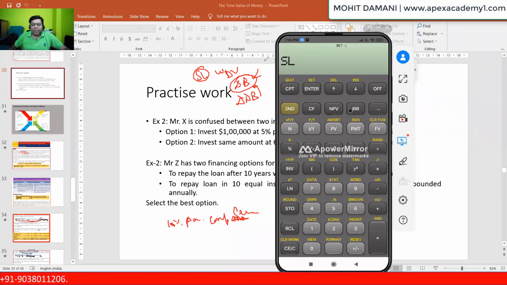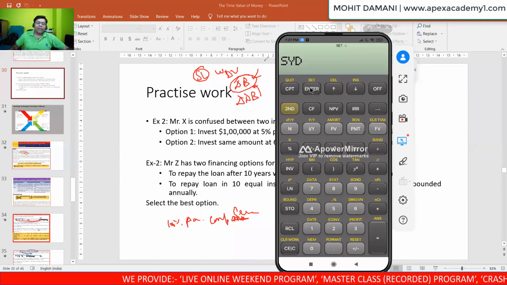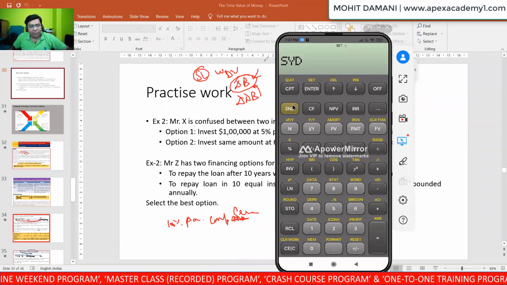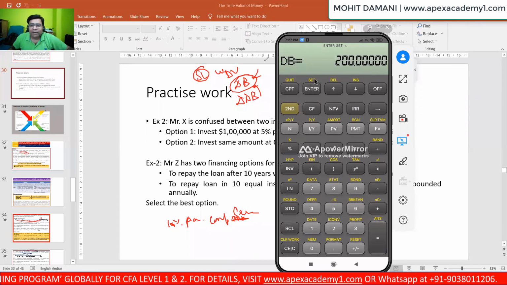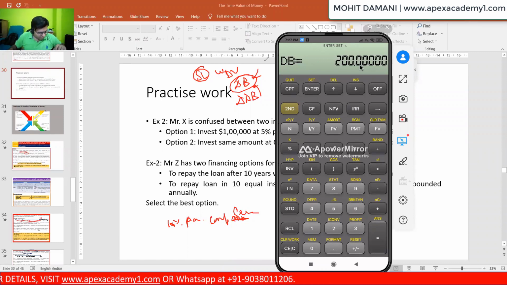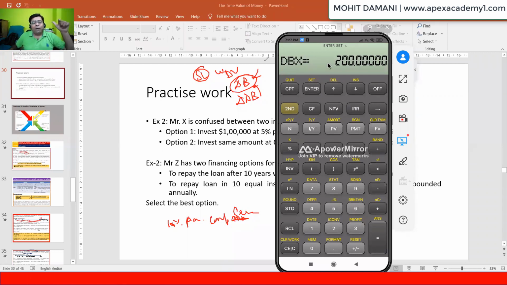So straight line method and DB method. Firstly, sir, this calculator is showing SL. SL means straight line. How will I move to DB? Is there a way to calculate DB? Answer is yes. Again, the same tone, second and then SYD. This is one of the depreciation methods, but not part of the CFA curriculum. DB, declining balance method. I will explain why this 200 is written. Second, enter. DBX stands for declining balance to the power of. Again, I will explain that. So leave that for now.